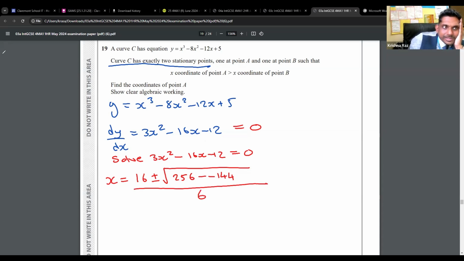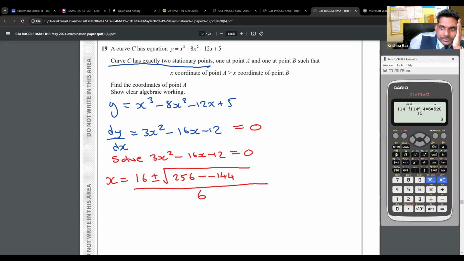So if we whack that into the calculator, I've done a fair bit of simplifying there to make my life easy at this point. Square root of, what's that going to be, 400, which is just 20, all over 6. So I get 6 and minus 2/3.